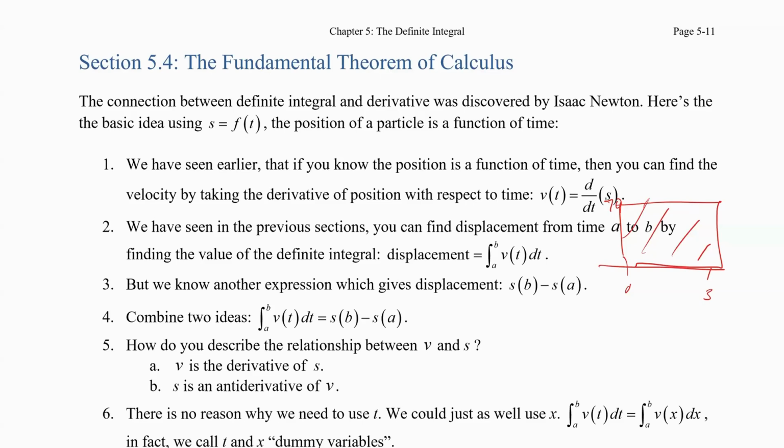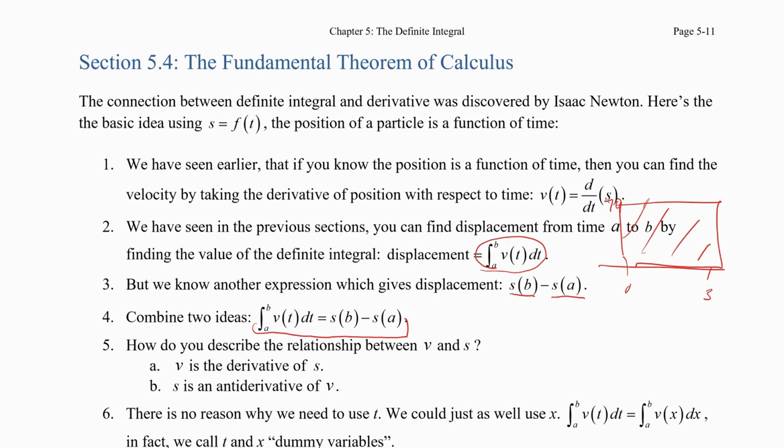So if we know that the integral is a representation of displacement, and we also know that displacement can be simply the position at time b subtracted by the position at time a, well, why don't we just say that those two things are the same? That the integral from a to b of velocity is the same as the displacement, s of b minus s of a. Now, let's just talk a little bit more about what we know.